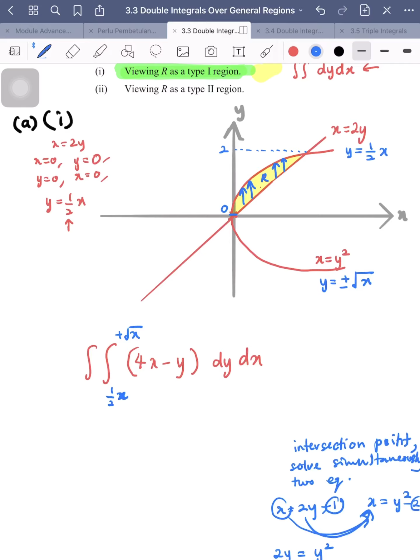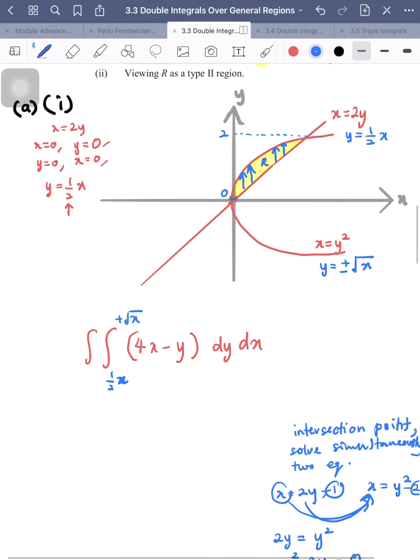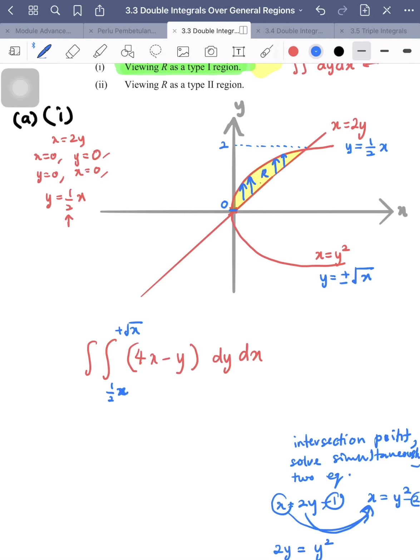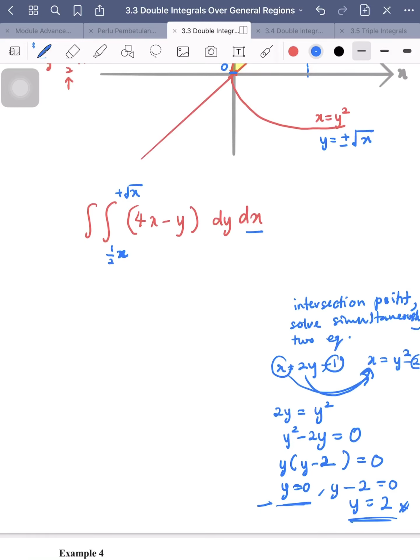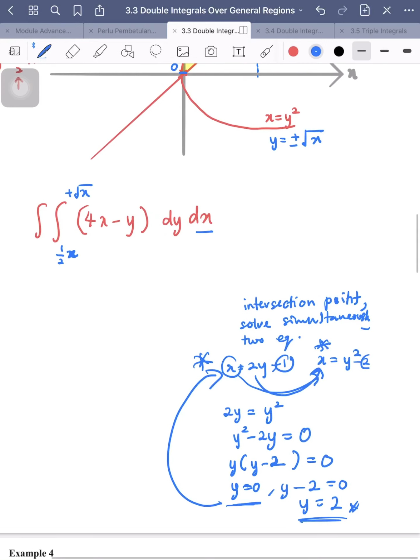However, in this one, I don't want the value of y. I need the value of x because I need the limit for x. So to get the point for x, just insert the value of y into the original equation. You can choose the first equation, you also can choose the second equation. It's okay, it will give you the same answer because both are intersection points, so they satisfy both equations.